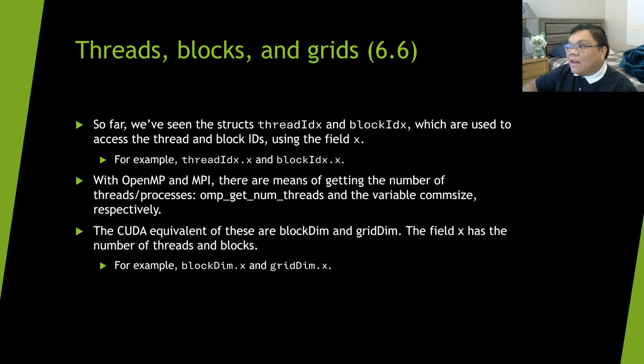Back in OpenMP and MPI, we had means of getting the total number of threads and processes. In MPI, that was the comm size, for example. The NVIDIA CUDA equivalent to that is blockDim and gridDim. So blockDim.x will give us the total number of threads per block. gridDim.x gives us the total number of blocks that we're using in our grid.